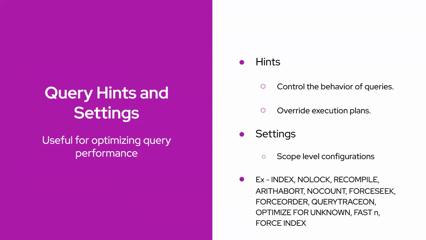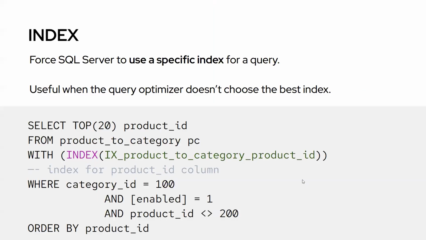These are useful for optimizing query performance, and the hints can control the behavior of SQL Server queries, overriding execution plans. And settings are scope-level configurations. So we can put them in our stored procedures, triggers, and any scope to optimize our queries. I have mentioned a few of them here: INDEX, NOLOCK, RECOMPILE, some of the hints, and also ARITHABORT, NOCOUNT, and NOCOUNT are some SQL Server settings. So I'll move on to the first thing that we are going to cover today.